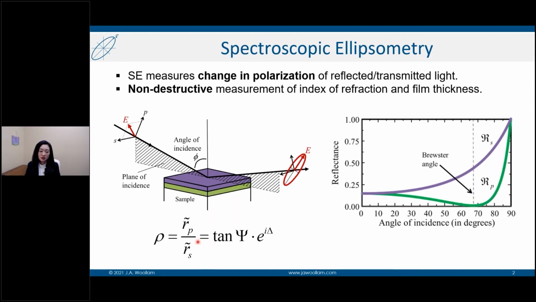So ellipsometry measures the ratio between the reflection coefficients of the P and S waves. As these are complex numbers, the amplitude ratio is tangent of psi, and the phase difference is delta. These psi and delta parameters are the traditional ellipsometry measurement quantities.